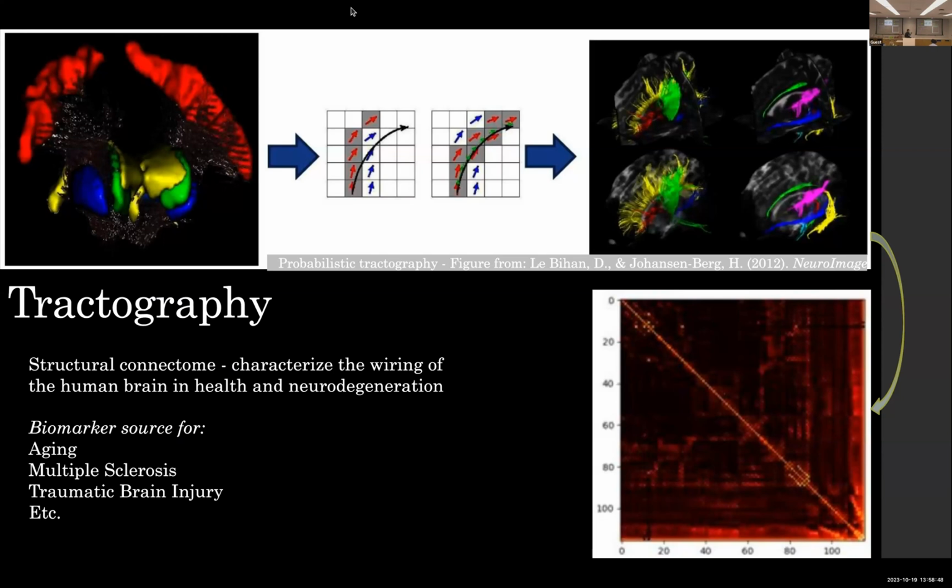But one of the big bottlenecks in this computationally is the tractography itself. So to get the structural connectome, which is a rich biomarker source for aging, MS, traumatic brain injury, there's quite a bit of computation involved. When I was first starting as a grad student, we had one workstation that we would start one job at a time on, and that could take 24 hours. So my PhD would have been finished 2 years from now if we stayed with that.